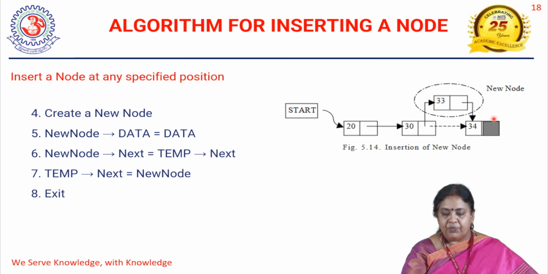What is temp of link? This is temp, right? So temp data, temp link. So what does the temp link contain? The address of this node. So new node of link equal to temp of next. Like that we are going to link in between. At the specified location we can insert a node. That is the process of inserting a node at the specified location.